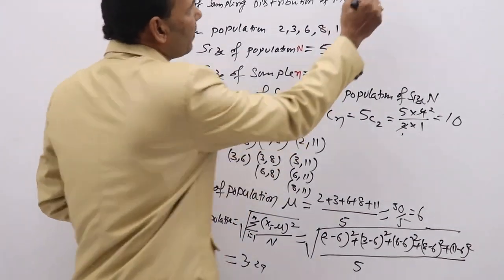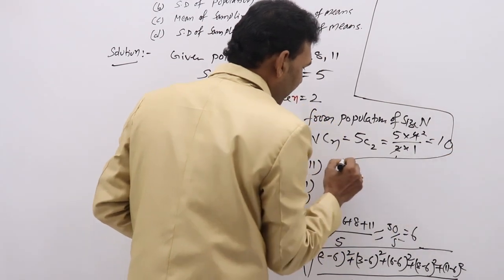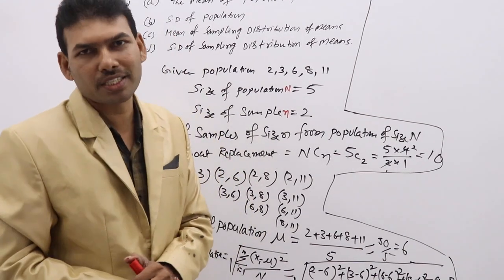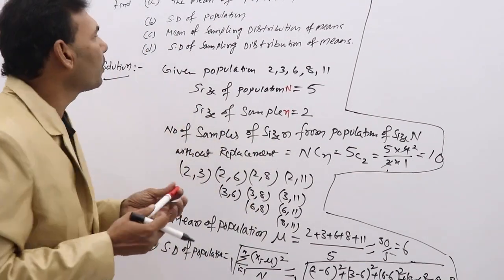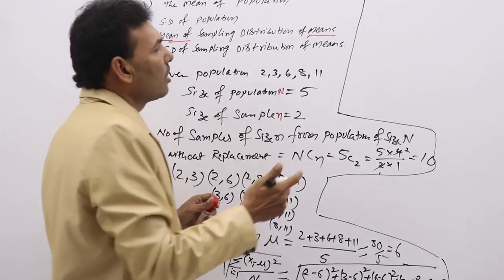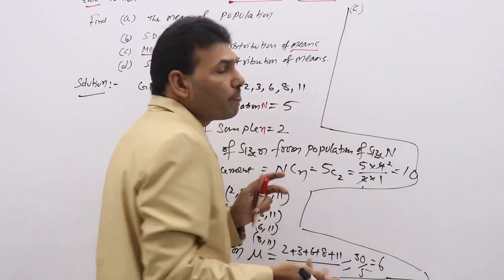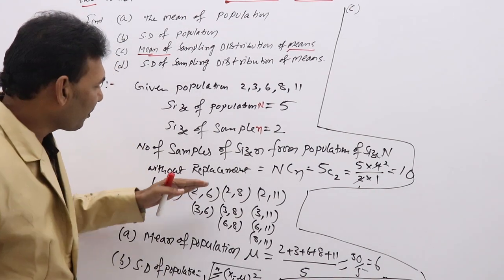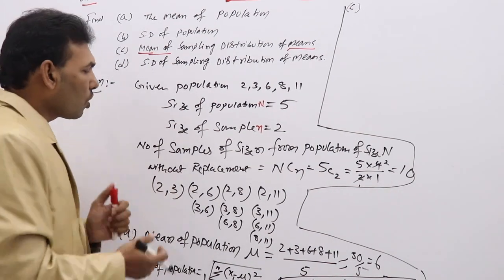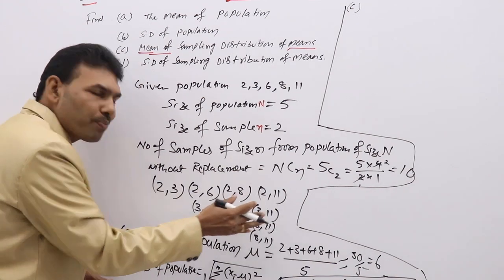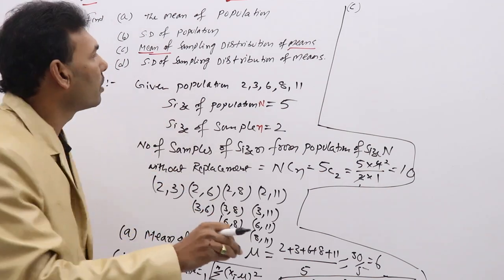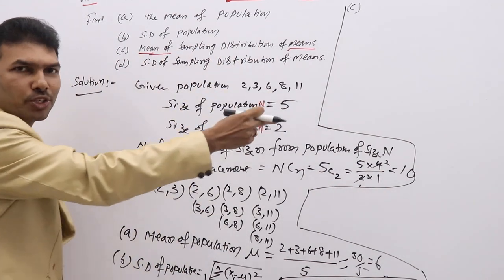So coming to the next bit, the third bit: mean of sampling distribution of means. Mean of means. So first we need to find the mean of samples. Here we have 10 samples. For each sample you need to calculate the mean. So how many means will you get? You have 10 samples, so you will get 10 means. For those means again you need to calculate the mean. That is called the mean of sampling distribution of means.